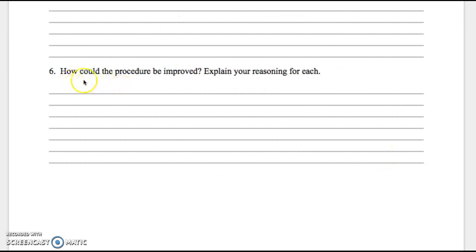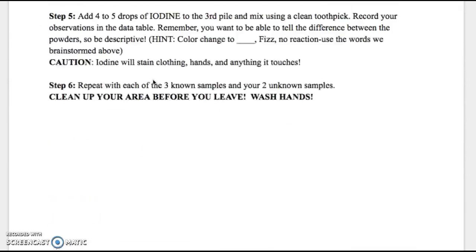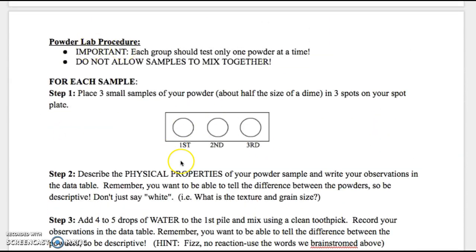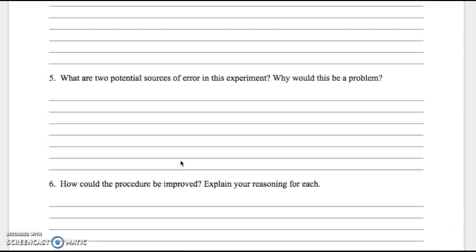And then for number 6, how could the procedure, this is the directions. So if you're looking back here at the directions, I want to know, how could this be better? What could we be more specific about?